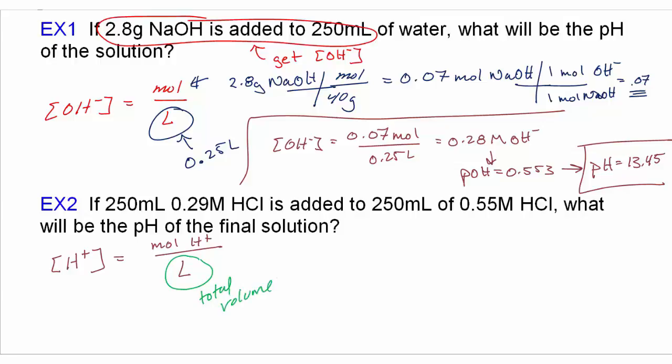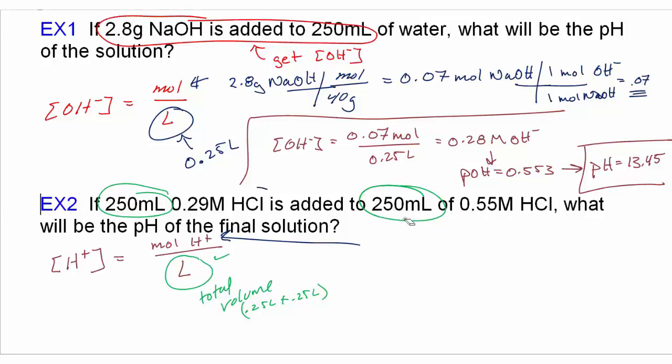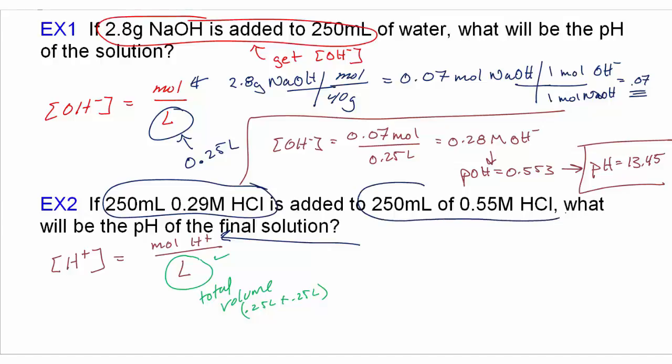And what's our total volume in liters? It'll be this volume and this volume. So it'll be 0.25 liters plus 0.25 liters. So we've got the volume. Now let's find the moles. Let's clean this up a little bit. Find the moles of H plus here, find the moles of H plus here and add them up, and we'll have it.